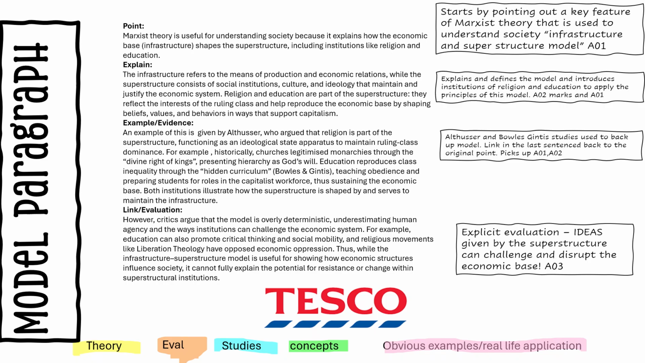You can see that the Tesco's been highlighted now. So you can see the evaluation is explicit. You've got liberation theology as your second theory mentioned. And again, lots of concepts and obvious examples.